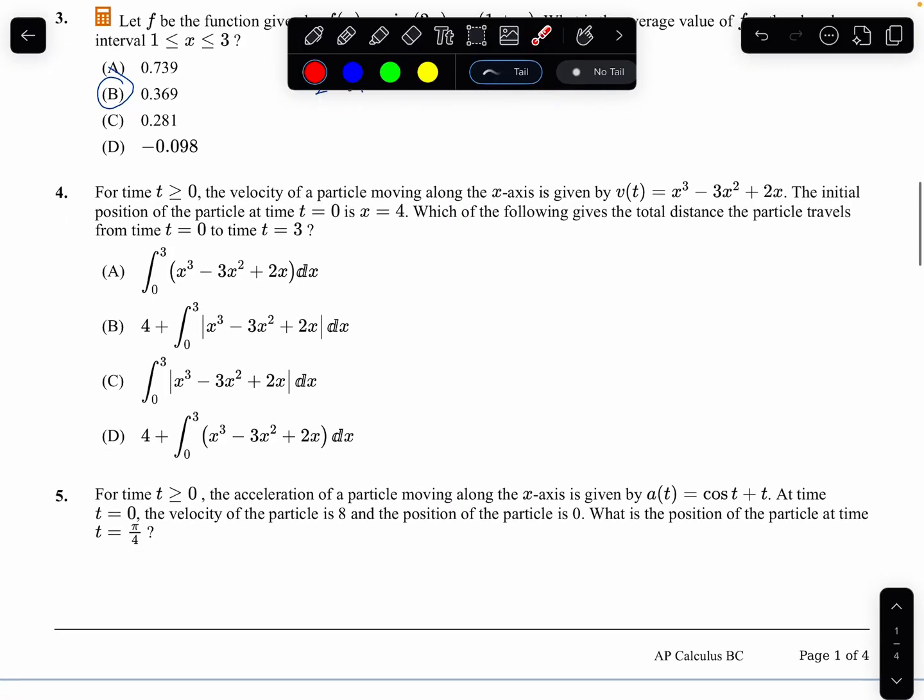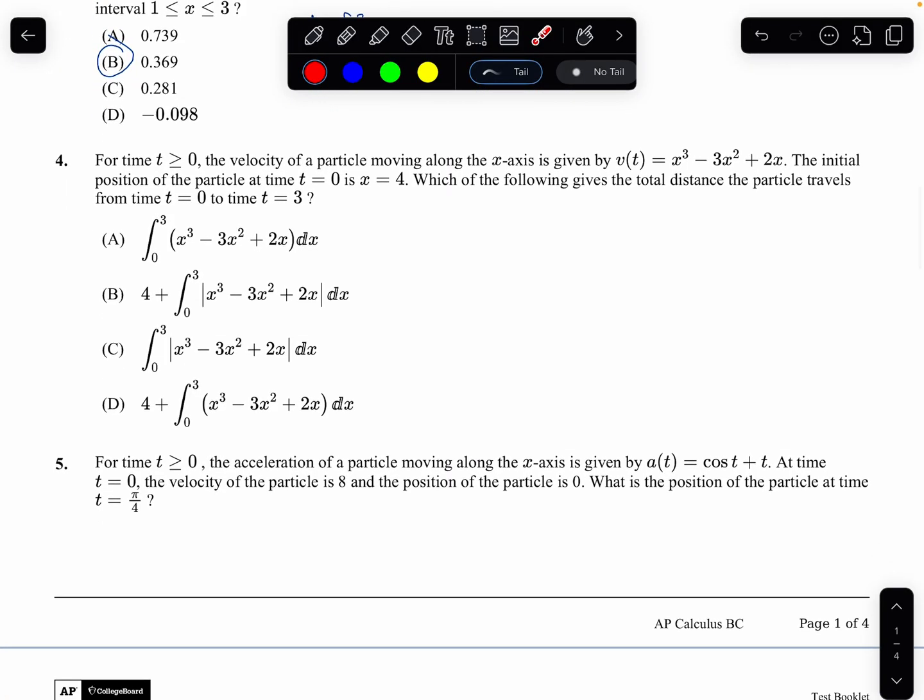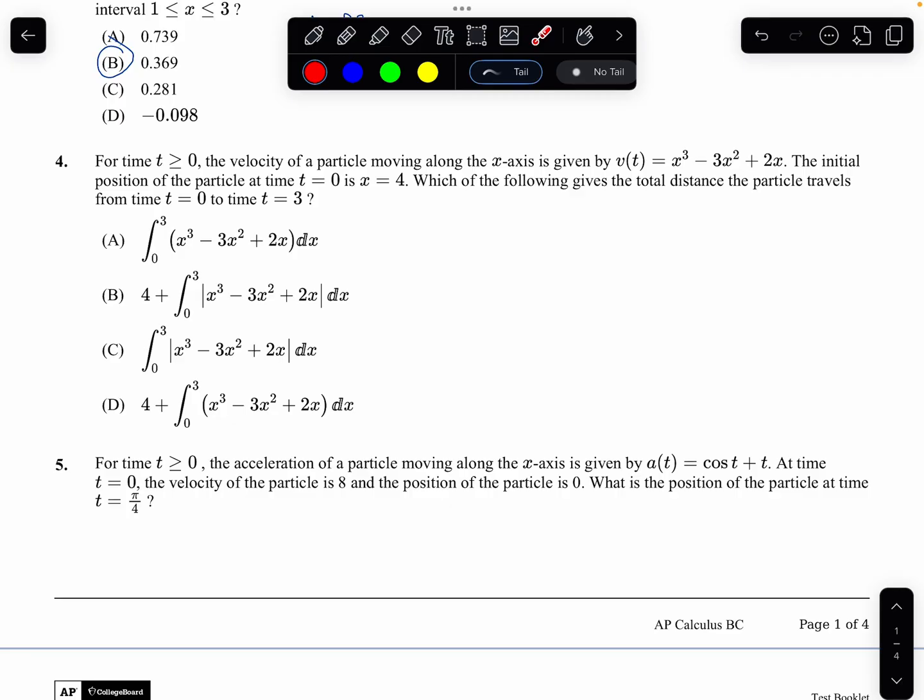Alright, I think we're probably going to be switching here. So for 4, for time t greater than or equal to 0, the velocity of a particle moving along the x-axis is given by v of t. The initial position of the particle at time t equals 0 is x equals 4. That might be important, might not. Which of the following gives the total distance? Pay attention. Total distance the particle travels from t equals 0 to t equals 3.